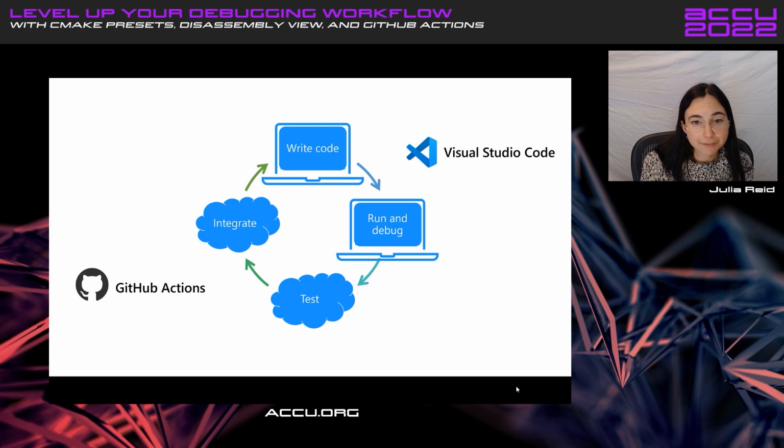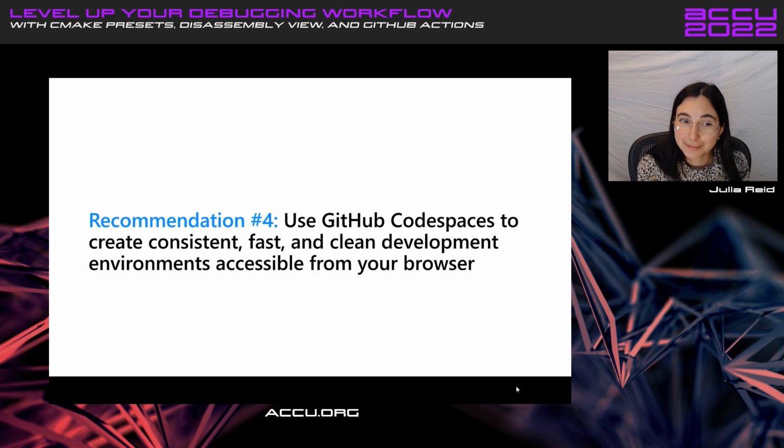Well, what if you didn't have to worry about setting up that local environment at all? Your source code already lives in the cloud on GitHub, or something like GitHub. Imagine if you could just edit, build, run, and debug your code from your browser. No need to install source code or compilers or project dependencies locally. Welcome to GitHub Codespaces, our fourth and final recommendation for today. Recommendation number 4: use GitHub Codespaces to create consistent, fast, and clean development environments accessible from your browser.